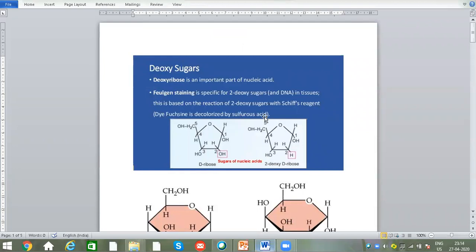So these are the deoxy sugars. This sugar is called ribose sugar. Why? Because it has 5 carbons: 1, 2, 3, 4, and 5. At the second position, a hydroxy group is present in D-ribose sugar, whereas in 2-deoxy D-ribose sugar, at the second position it doesn't have a hydroxy group.